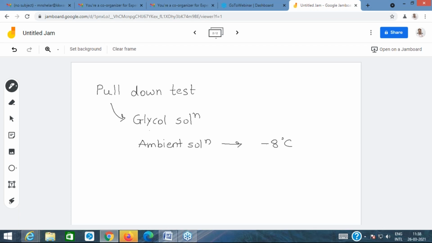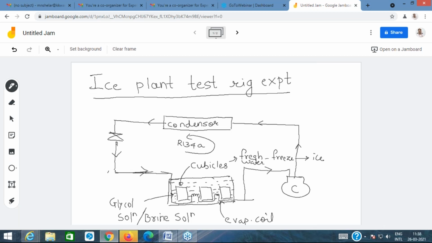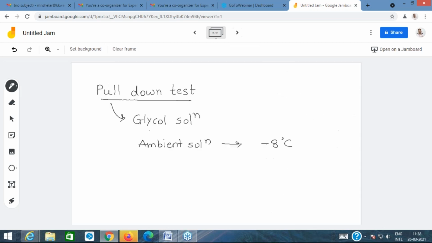Why is the pull down test done? The pull down test is done because in it we don't actually load the system. Loading means we don't put the ice cans into the tank. So in the pull down test, these cubicles are removed and there is only the brine solution, and you are simply cooling down the brine. Once the brine or the glycol is brought to a negative temperature, in this case let us say minus 8 degrees centigrade, your actual test starts, which is called the ice formation test.